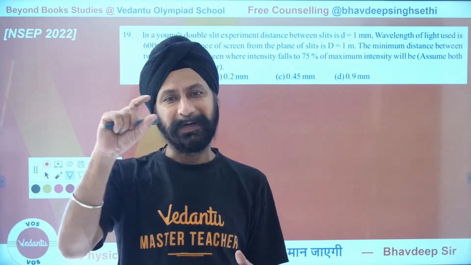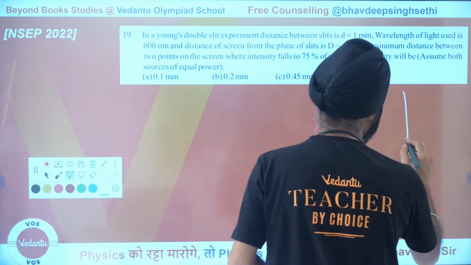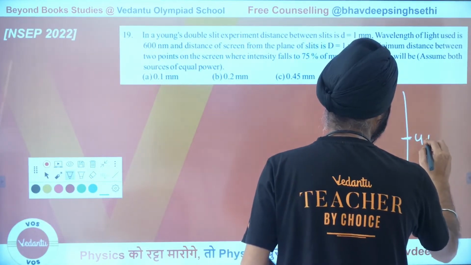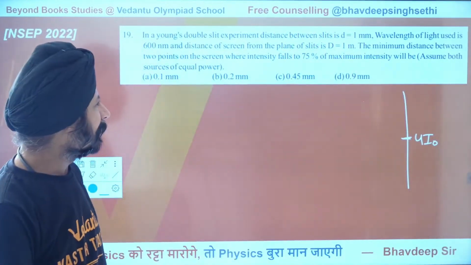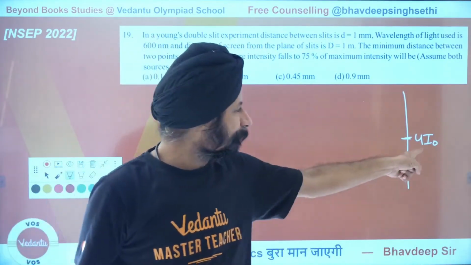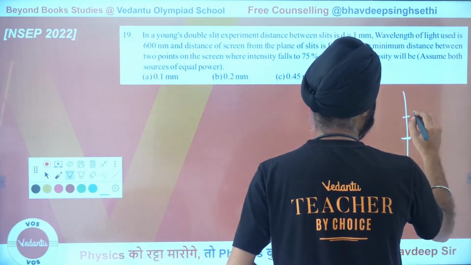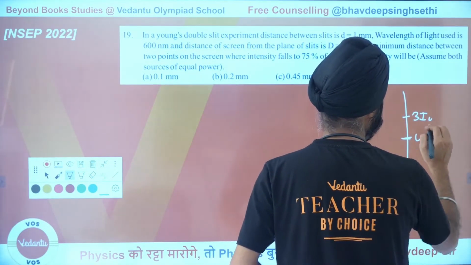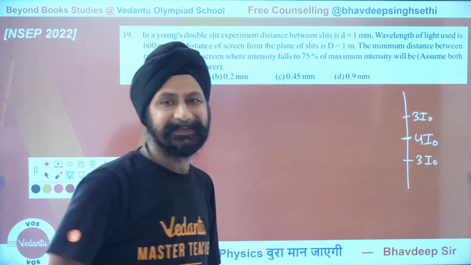If the power sources are equal and the intensity of each is I naught, then the maximum intensity is 4 I naught. So if this were the screen, at the center it would be 4 I naught, and there would be more maxima with 4 I naught. But they're saying, find the distance between where it is 75% of this. 75% of this is 3 I naught. So where is it 3 I naught? This 3 I naught and this 3 I naught. So they want to find the distance between those two.